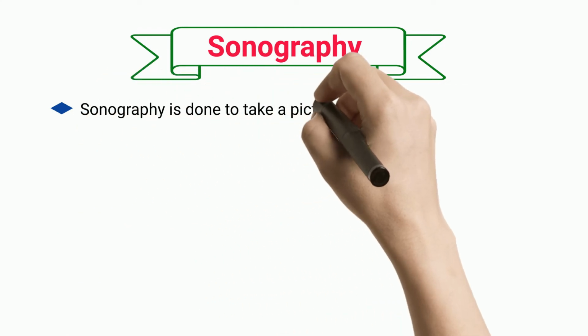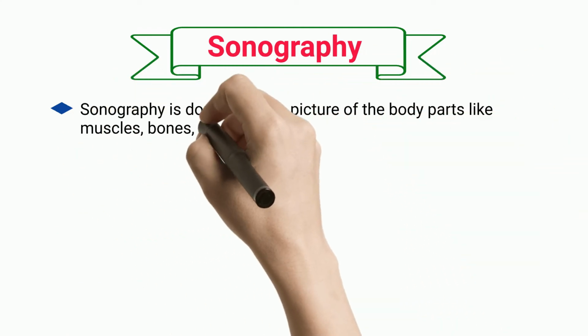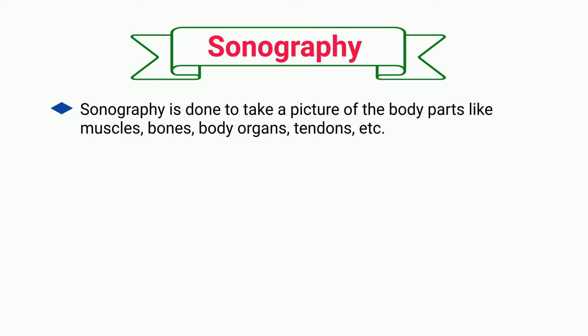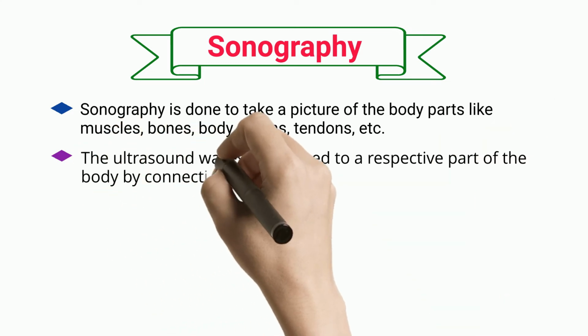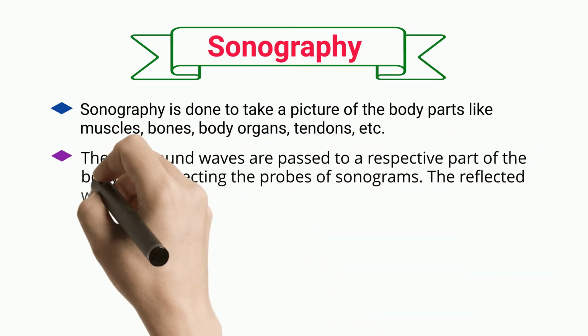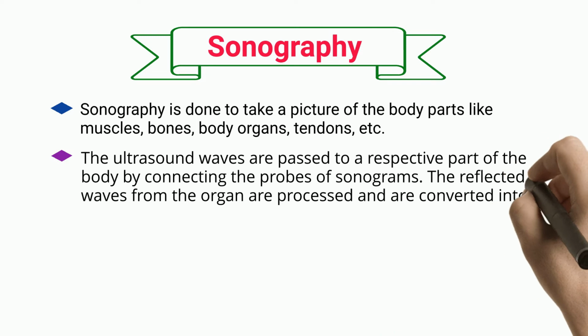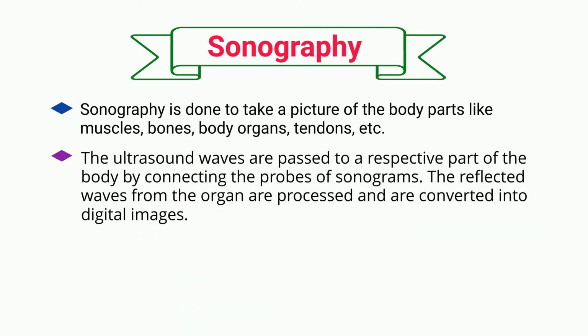Sonography. Sonography is done to take a picture of the body parts like muscles, bones, body organs, tendons, etc. The ultrasound waves are passed to a respective part of the body by connecting the probes of sonograms. The reflected waves from the organ are processed and are converted into digital images.